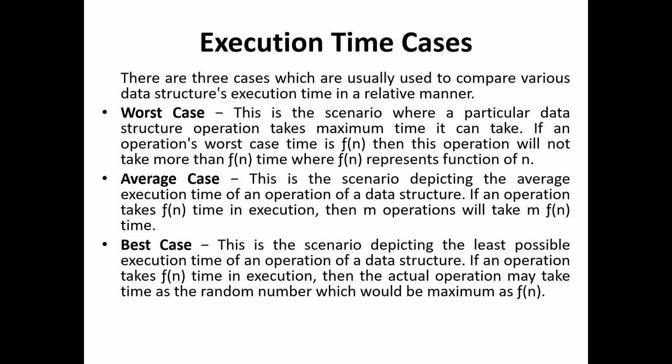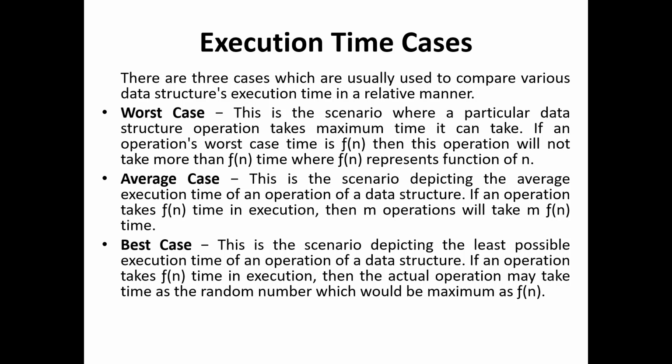So if an operation's worst case time is f of n, then the operation will not take more than f of n time, where f of n represents a function of n. Then the average case: this is the scenario depicting the average execution of an operation of the data structure. If an operation takes f of n time in the execution, that is the normal execution, and we can define it as the average case, m into f of n time.